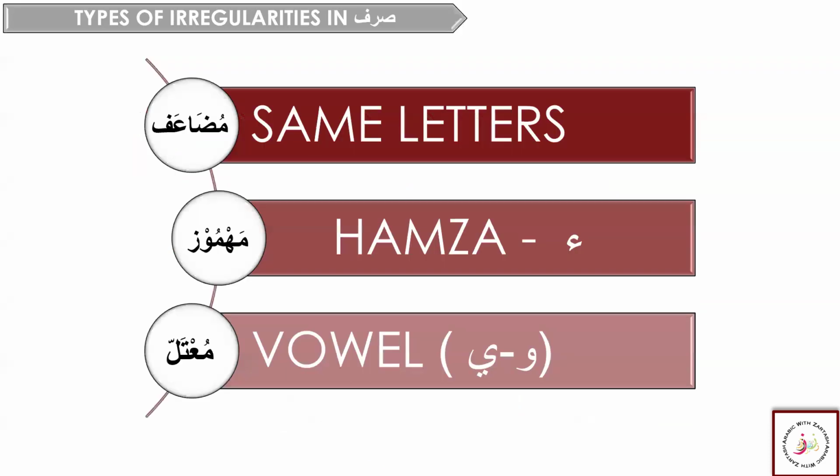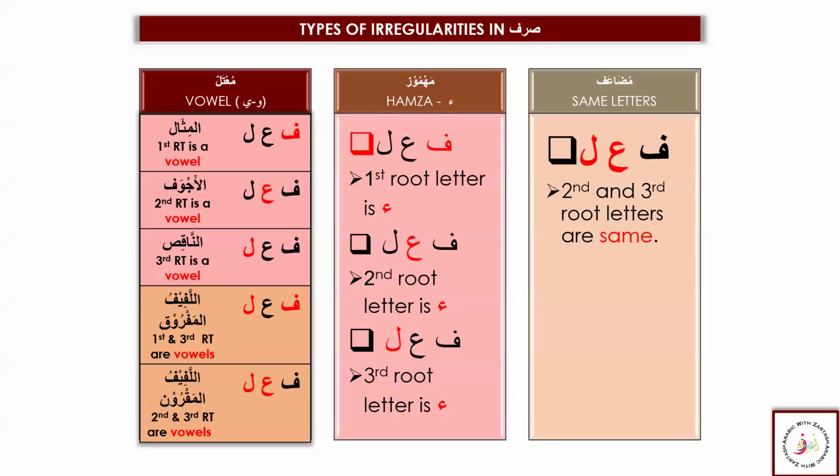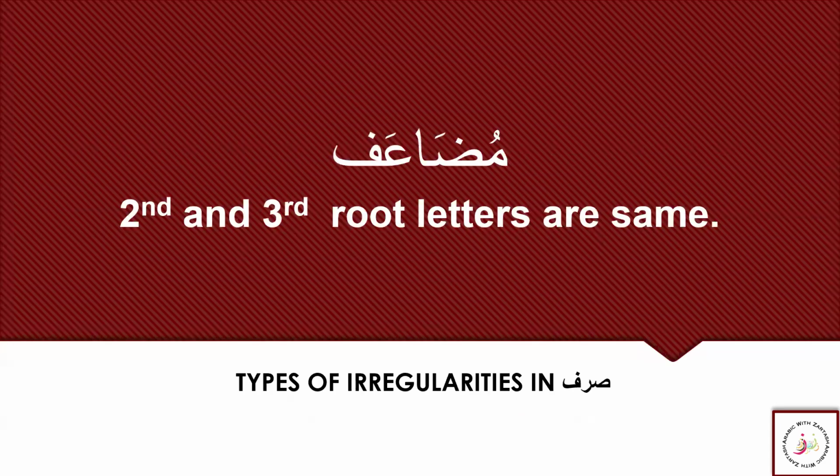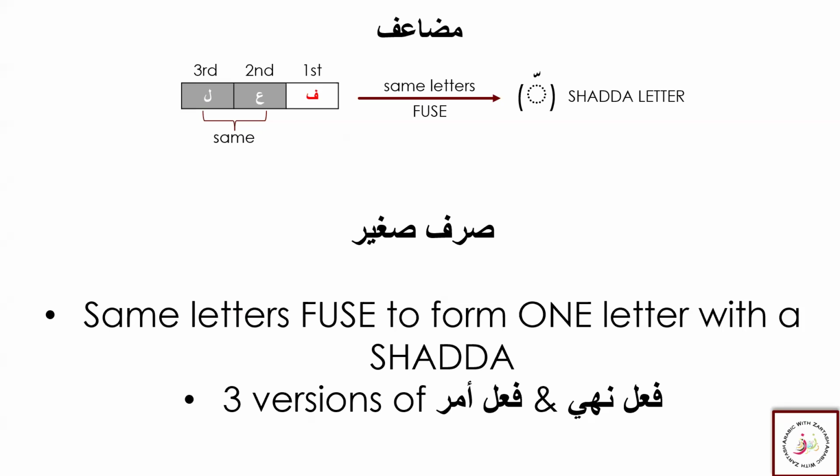We are learning about the types of irregularities, and there are three types: Mudaf, Mahmuz, and Mu'tal. We have already done the Mahmuz, and today, inshallah, we are going to complete the big families in the Mudaf. We know that when the second and the third root letters are the same, we fuse them together, and that letter is going to have a shadda. So the same letters fuse to form one letter with the shadda.